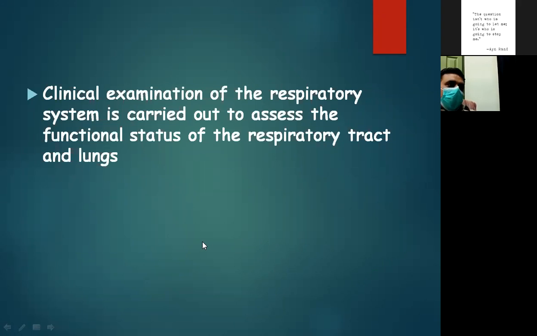So today we will only discuss about the examination, and in our next lecture we will discuss how to interpret our findings and few important cases which are very important during examination, फाइनल ईयर और ड्यूरिंग एनी एग्जाम, पार्ट टू कुछ भी हो, उसमें कॉमन केसेस होते हैं वो थर्ड ईयर से लेके ऑनवर्ड. So clinical examination of the respiratory system is carried out to assess the functional status of the respiratory tract and lungs.